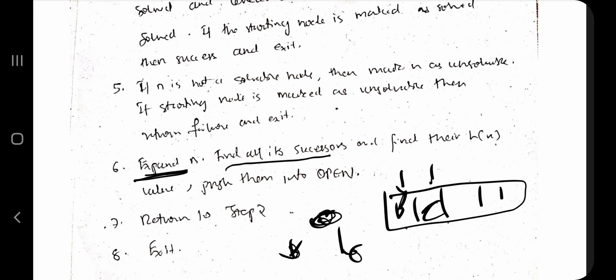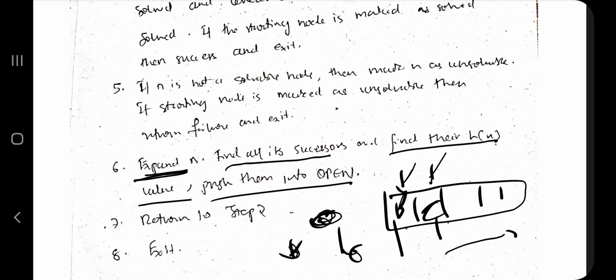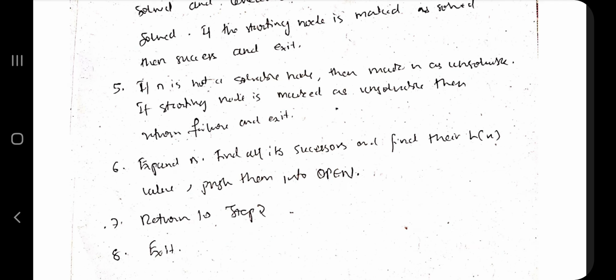Expand n, find all the successors, find their h of n, and push them into open. Initially they will be open only; we will not know if it is solvable or not. If it is solvable, we will push them into solvable, and if it is not solvable, meaning we reach an end point without reaching the goal, that is unsolvable, we'll push them into the closed list from the open list. Then return to step 2, meaning repeat it until you get the goal or the failure.